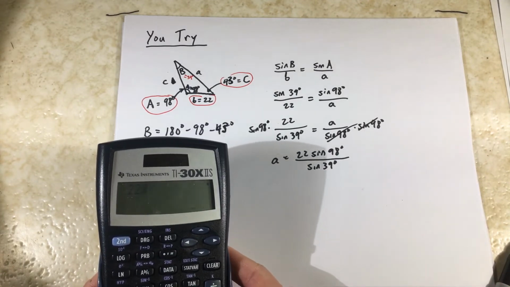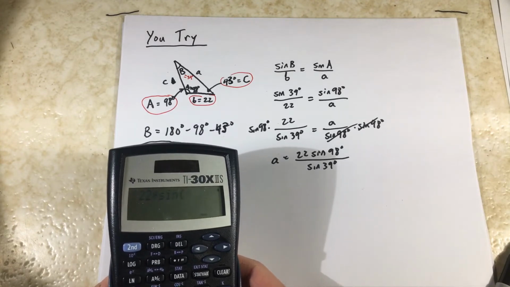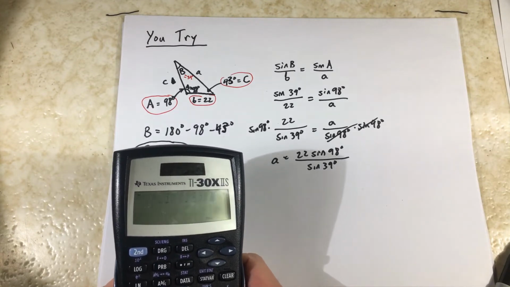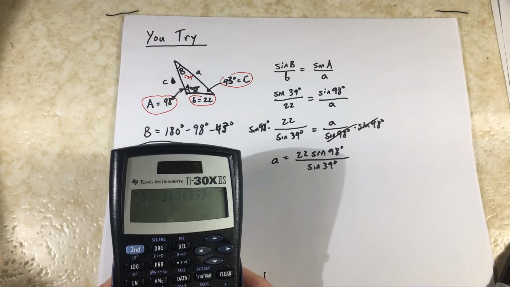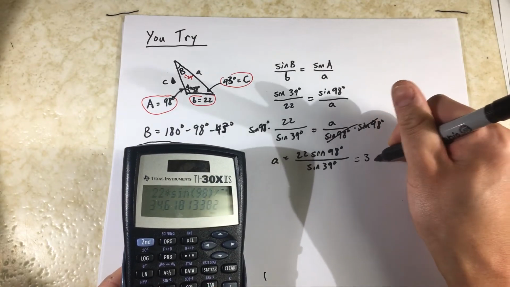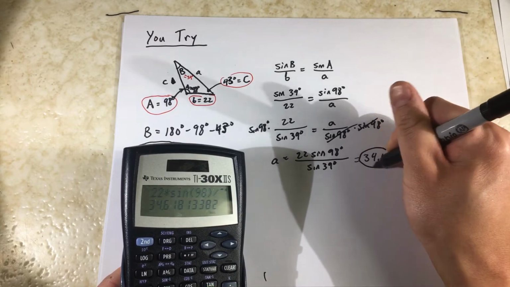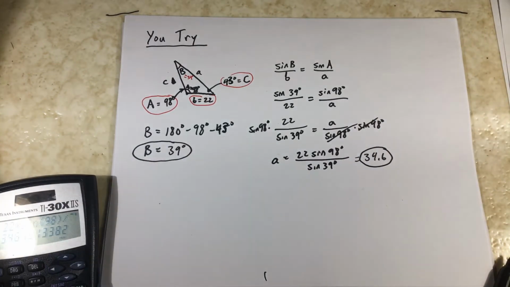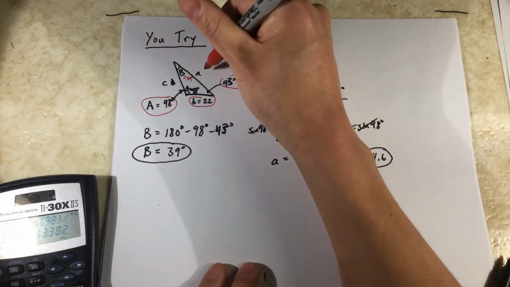Okay, so we have 22 times sine 98 degrees divided by sine 39 degrees, and what we get is 34.6. So side A is 34.6.